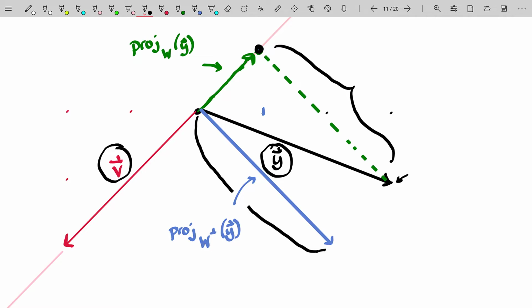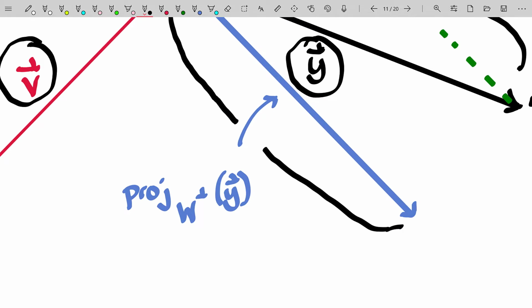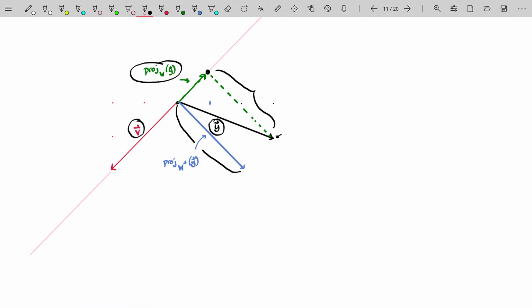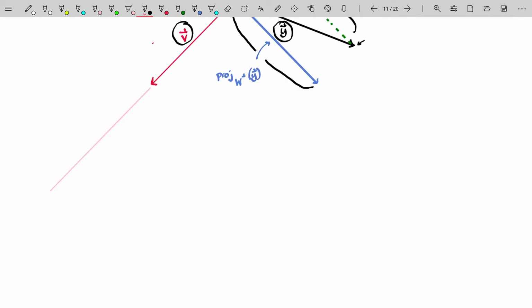We now know how to find the orthogonal projection of y onto the subspace spanned by v. That's just going to be y dot v divided by v dot v times the vector v itself. And we know how to find the projection of y onto w perp because y is just the sum of those green and blue vectors. And so the projection of y onto w perp is going to be y minus the projection of y onto w.